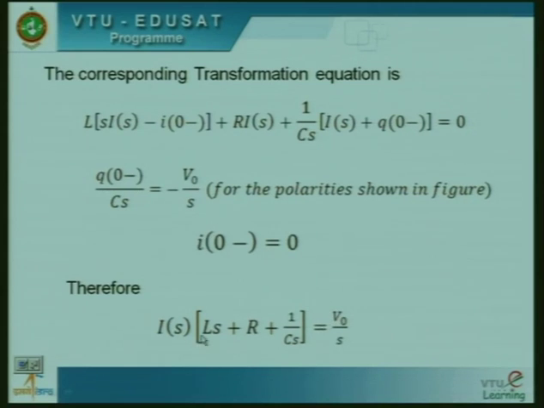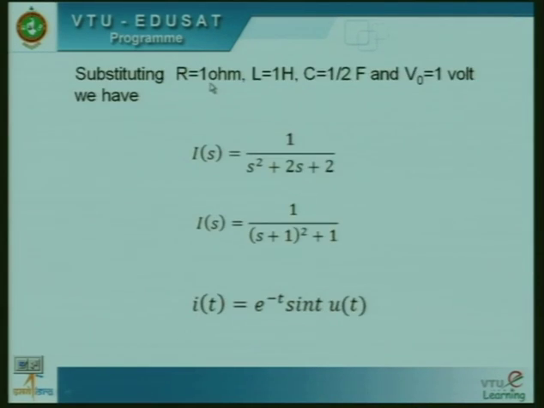This V naught is the initial voltage across the capacitor, which is equal to 1 volt. So, now let us substitute the values of L, R, C and V naught that is given in the problem. We know that R value is given as 1 ohm, L value is given as 1 Henry, C value is given as 1 farad and V naught value is given as 1 volt.